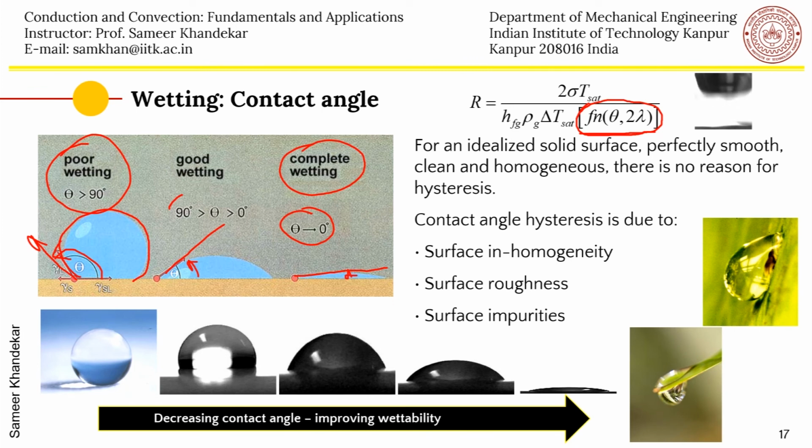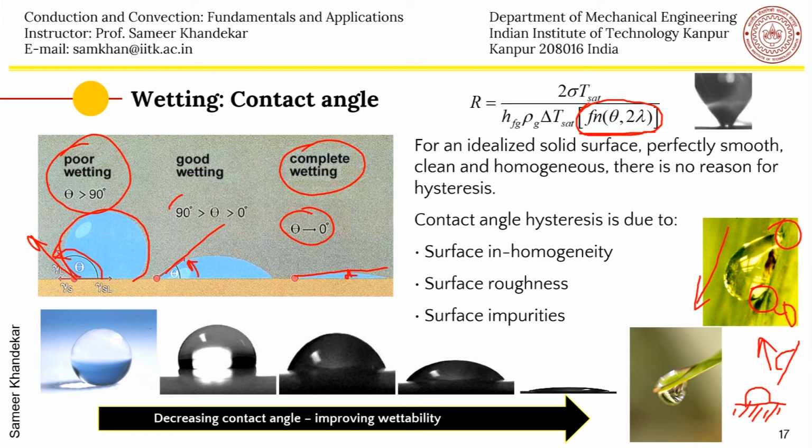The droplet is tending to move towards this direction. So the advancing angle, which is theta A, is usually different from theta R. So this is theta A, and this is theta R. Okay. So why is this different? This difference is called, in normal language, hysteresis or contact angle hysteresis.